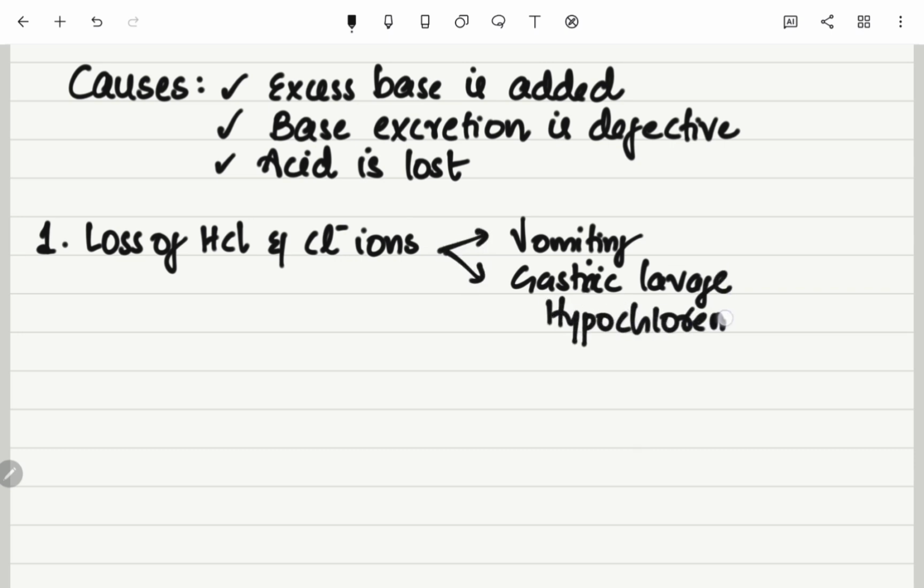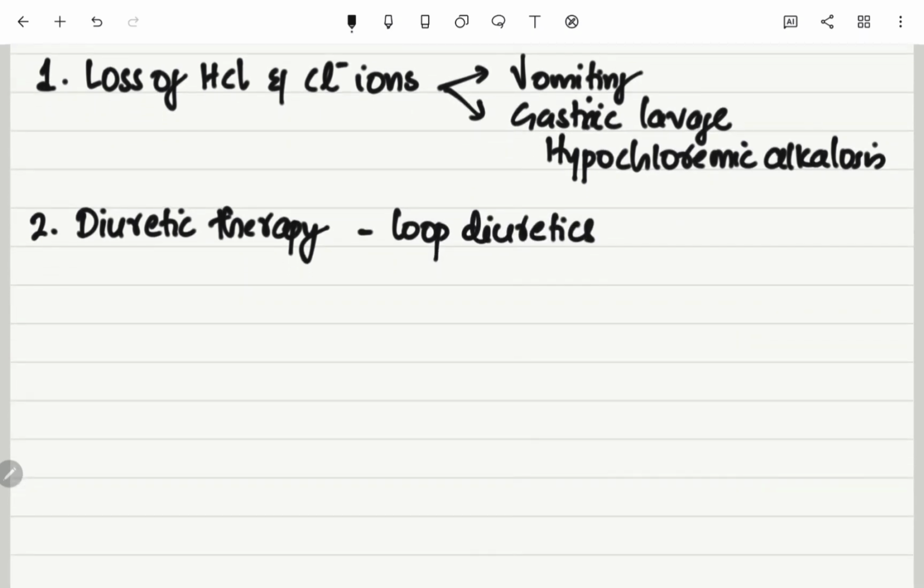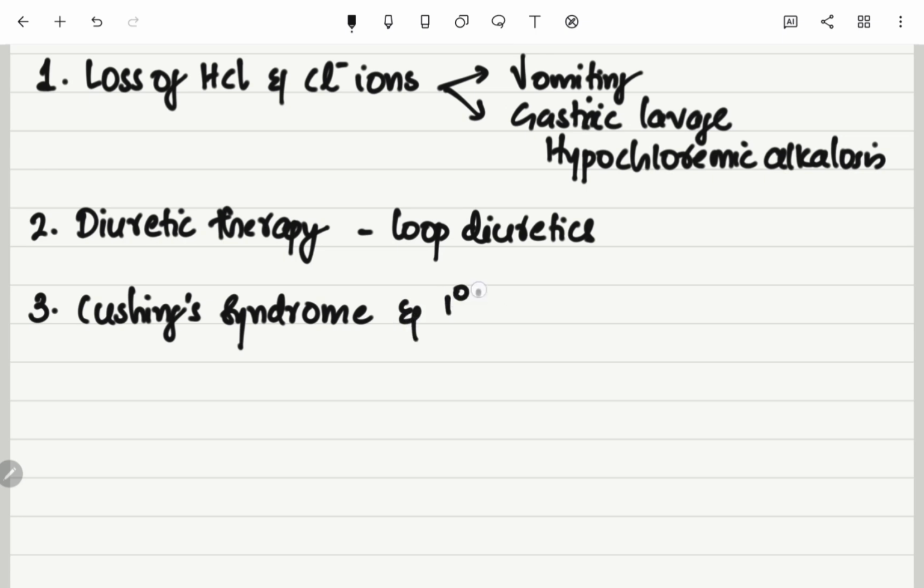Now, moving on to the second cause, that is diuretic therapy. When we use loop diuretics, they block the reabsorption of sodium, potassium and chloride ions. Moving on to the third cause, Cushing syndrome and primary aldosteronism. Increased levels of mineralocorticoids cause increased net acid excretion.